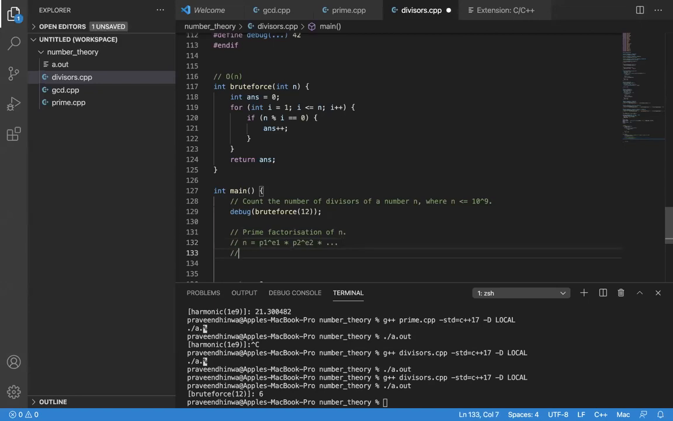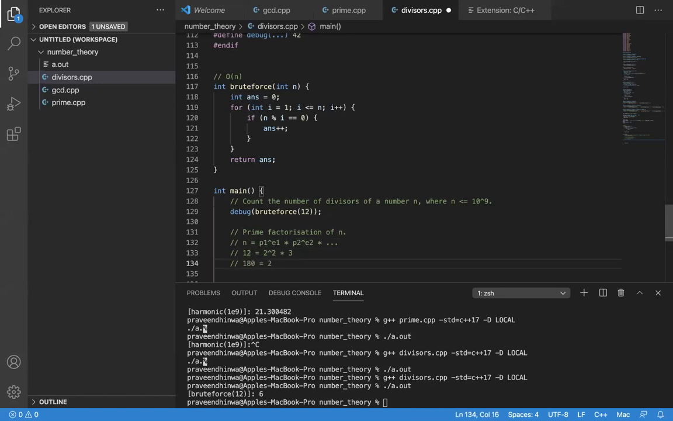So let's say your number is 12. What will be its decomposition? How can you write it? 2 power 2 times 3. You can write it like this. How can you write, let's say, 60? Or maybe 180. So you can write 180 the following way.